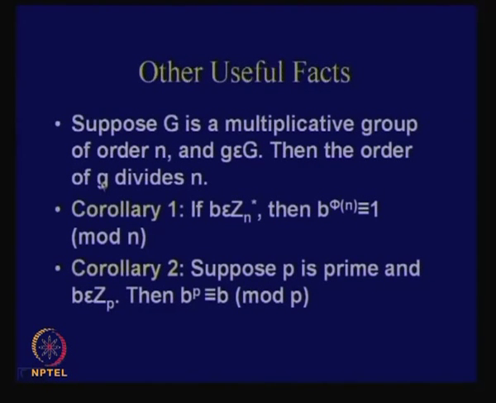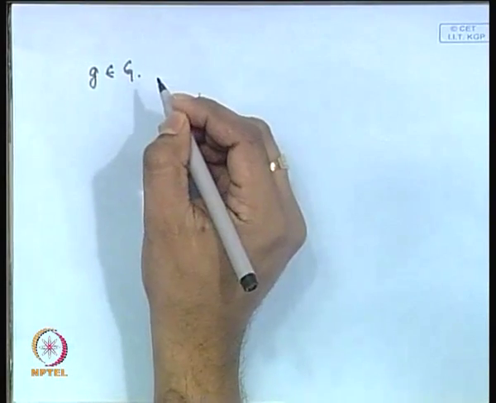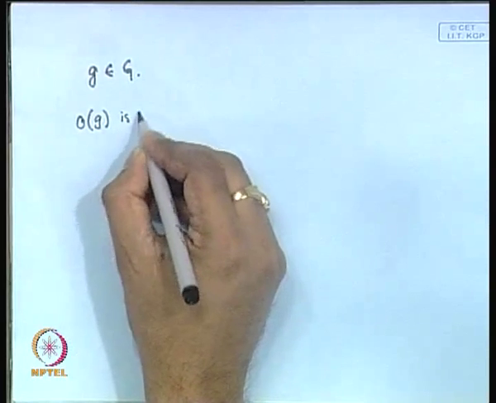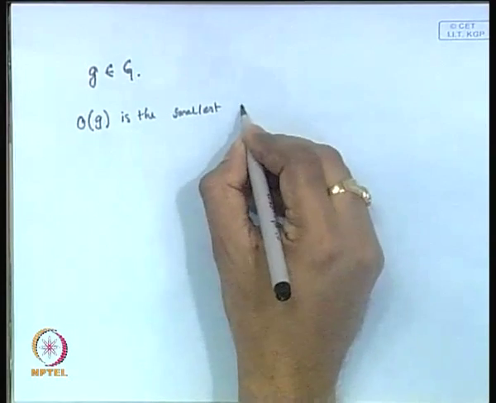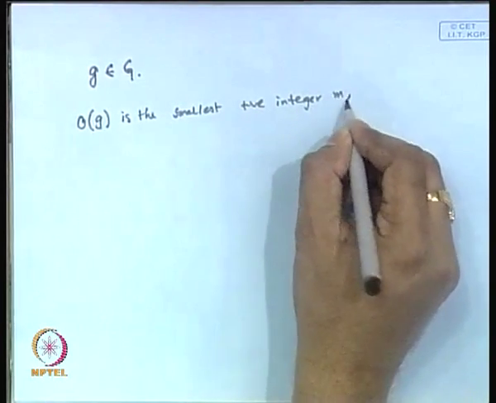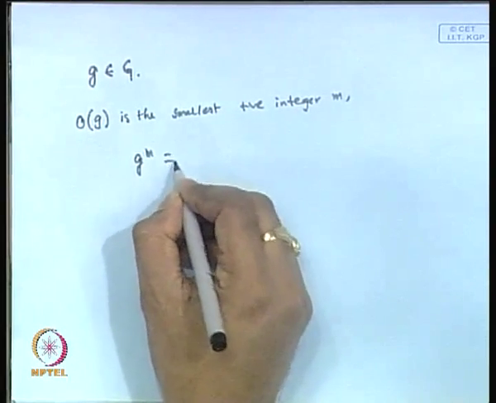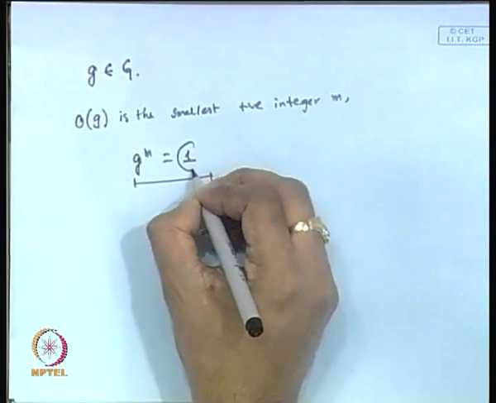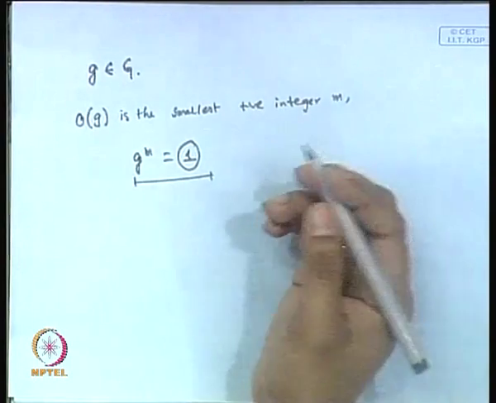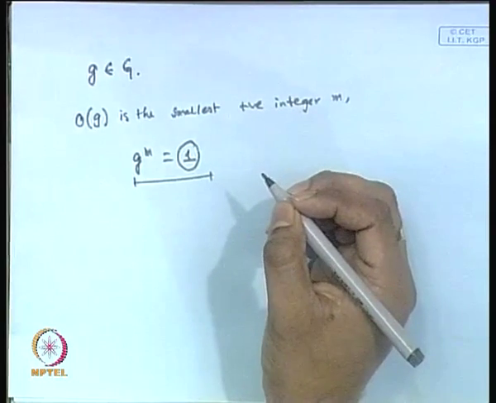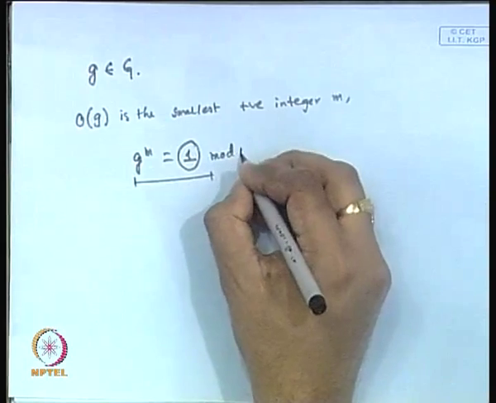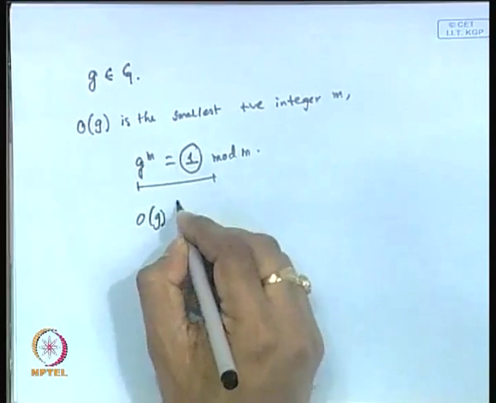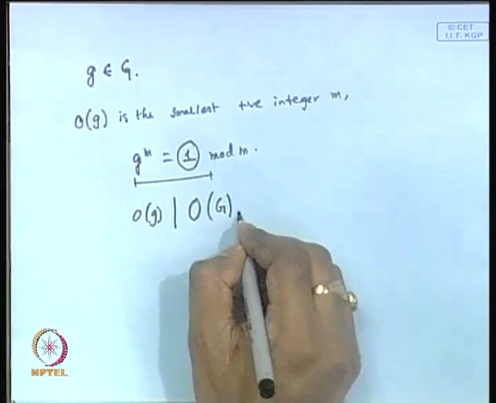Suppose there is a multiplicative group and there is an element g which belongs to capital G. Then the order of g, I call this order of g, is the smallest positive integer, say m, for which g to the power m is equal to 1. This is the corresponding unity element, the identity element. So g to the power of m is equal to 1, mod n of course. What I am saying essentially is that the order of g will divide n, the number of elements in the group G.